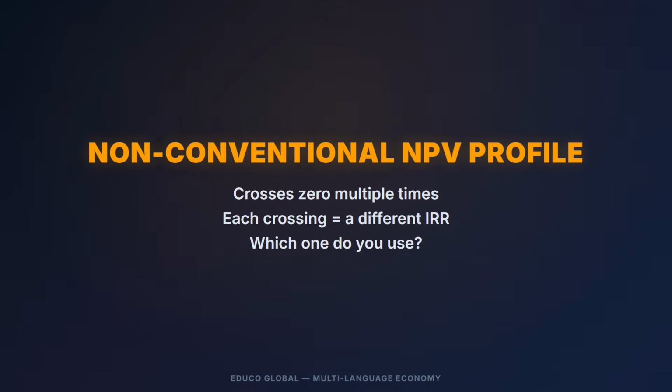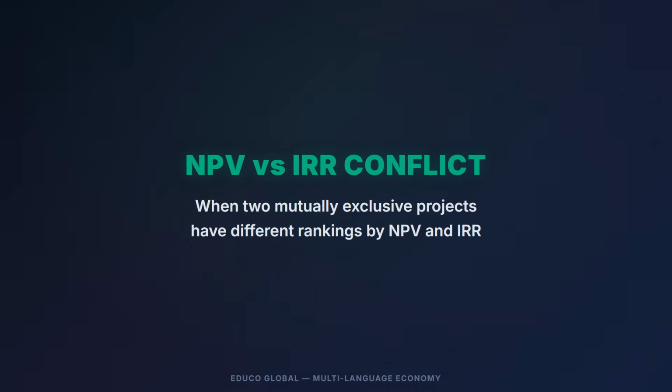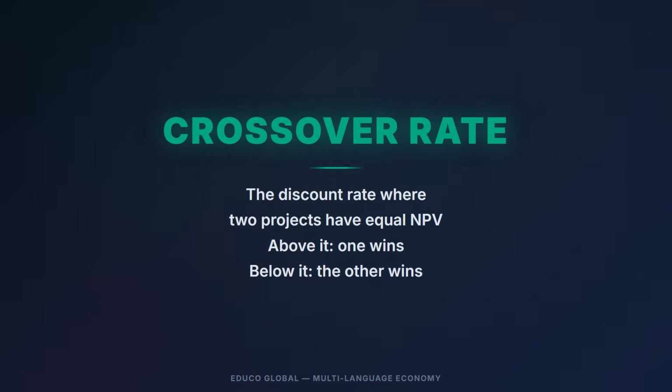Sometimes NPV and IRR give different rankings for mutually exclusive projects. Project A might have a higher NPV but a lower IRR than Project B. This is called the NPV-IRR conflict. The crossover rate is the discount rate at which two projects have the same NPV. Below this rate, one project dominates. Above it, the other dominates. This is the key to resolving the conflict.